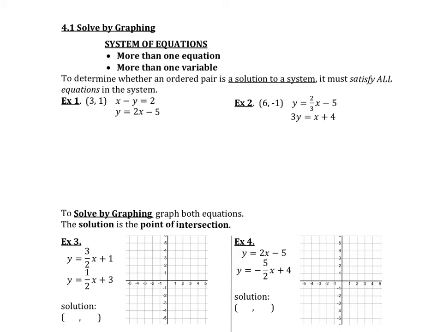To determine whether an ordered pair is a solution to a system, it must satisfy all equations in the system, which means when I plug it in, it needs to check for both equations. Just like when we check these on lines, I'm going to do the same thing except there are two equations instead of one. This is my x and this is my y because the ordered pair tells me x, y. I need to check that it works in both equations for it to be a solution.